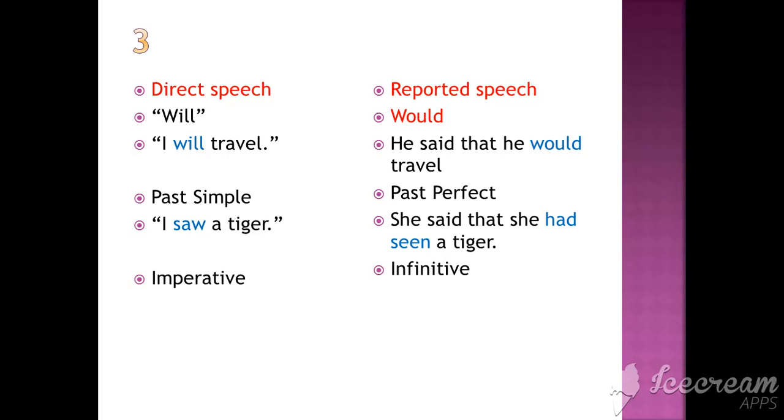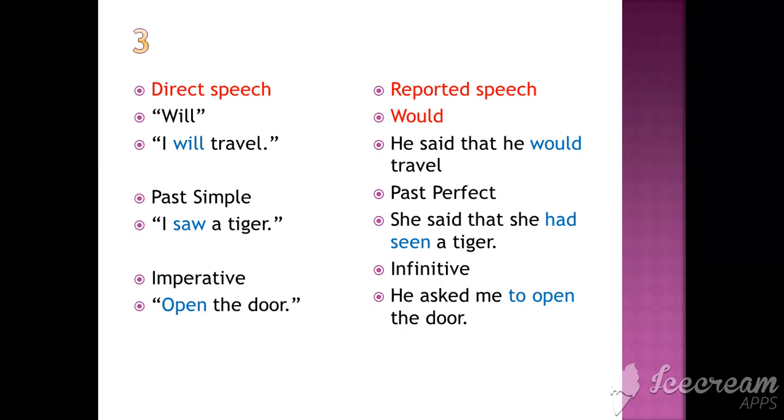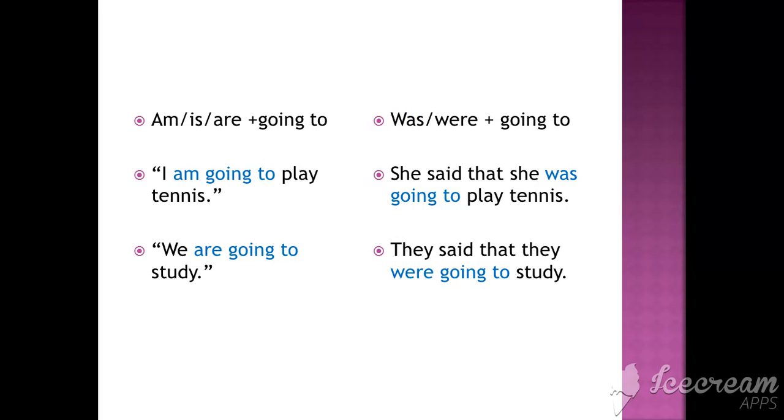Rule number 3. The imperative turns to the infinitive. For example, open the door please. It turns to be he asked me to open the door. Am, is, or are plus going to turns to was or were plus going to. For example, I'm going to play tennis. She said that she was going to play tennis. Another example, we are going to study. They said that they were going to study.